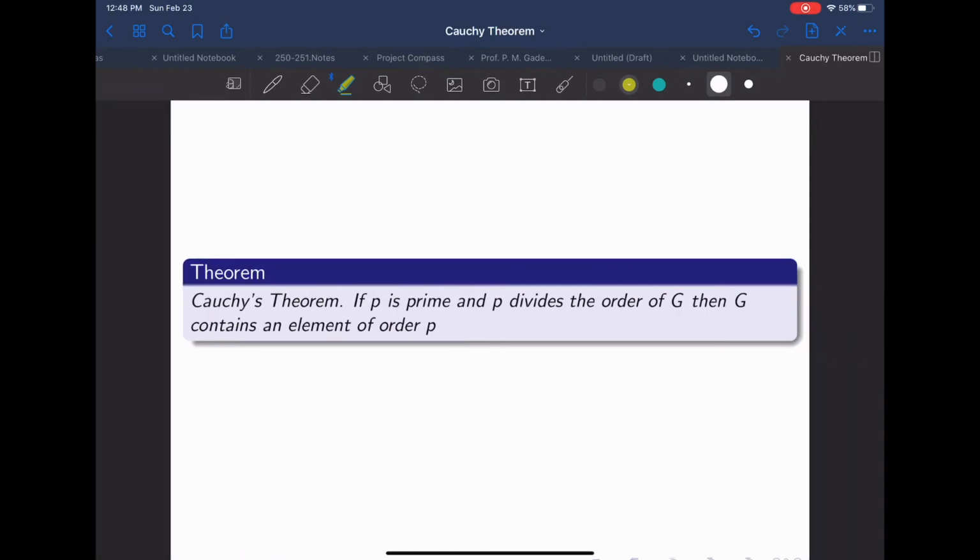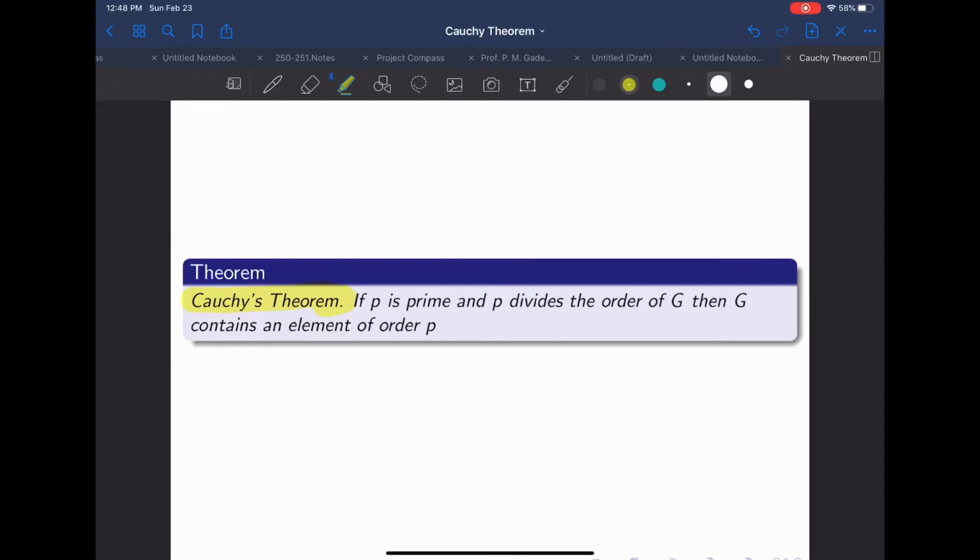Now, Cauchy's theorem says that if p is a prime number and p divides the order of G, then G must contain an element of order p.